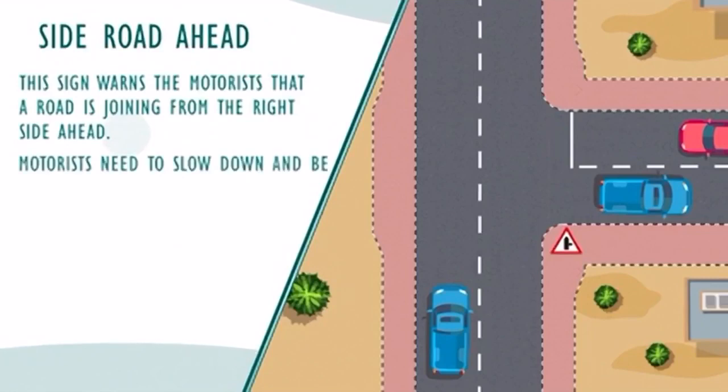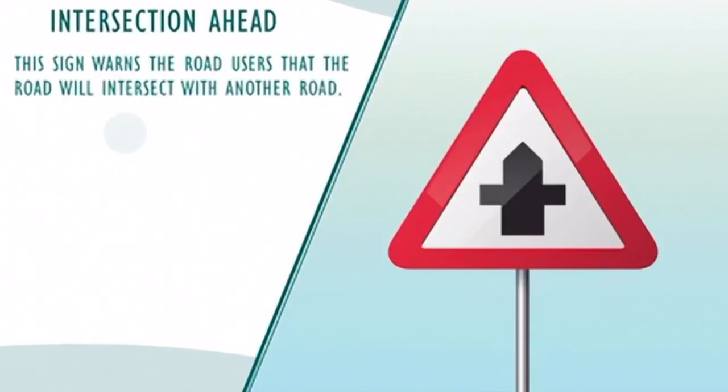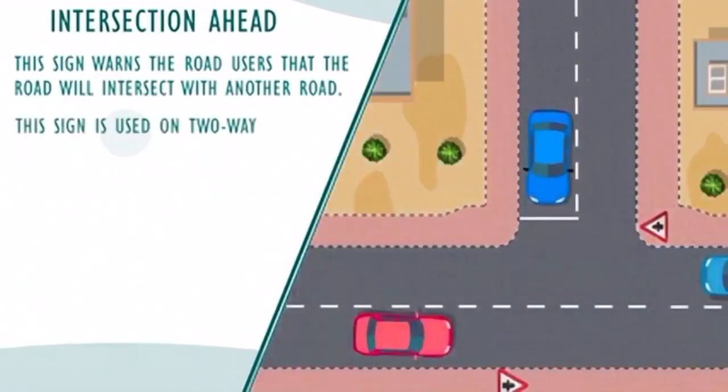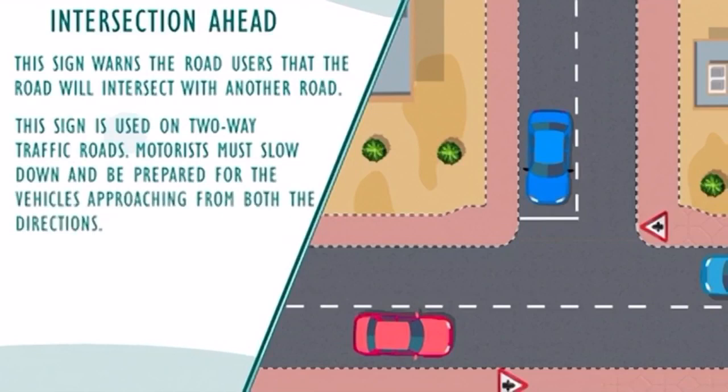Motorists need to slow down and be aware of potential hazards. This sign warns the road users that the road will intersect with another road. This sign is used on two-way traffic roads. Motorists must slow down and be prepared for the vehicles approaching from both directions. Always avoid overtaking in this area.